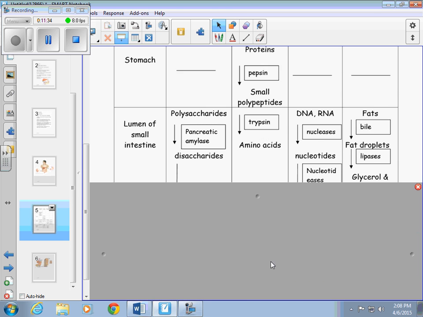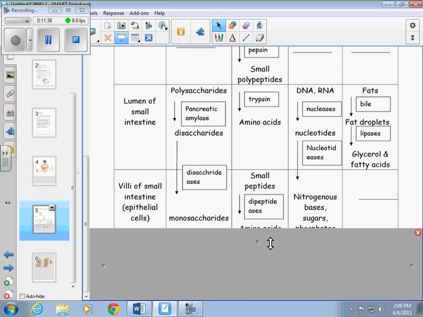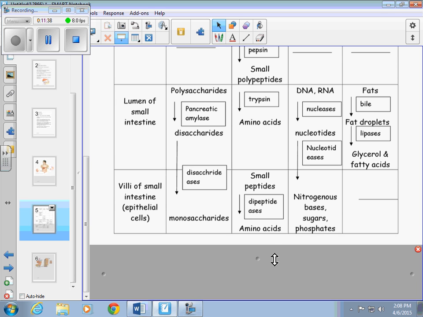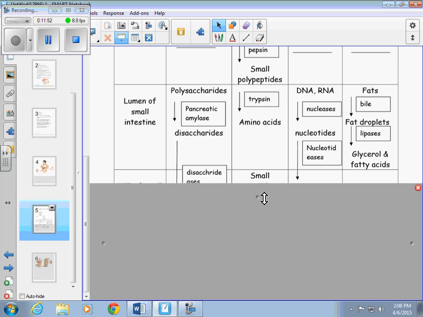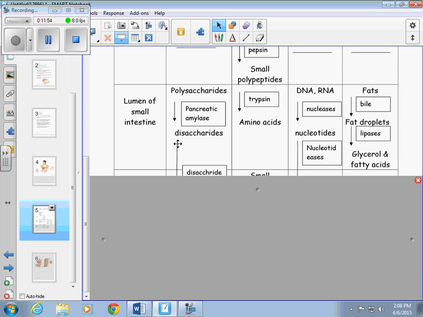And once we get to the small intestine, where we have a lot of chemical digestion happening, this is a little overwhelming to look at all at once, so I'm going to only show you part of it. In the lumen of the small intestine, we're digesting everything. If you look at the polysaccharides, our big carbohydrates, we're using pancreatic amylase. It's breaking them down into disaccharides, which are two-ring carbohydrates.